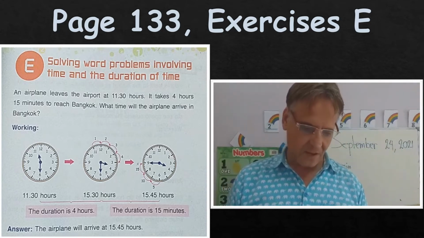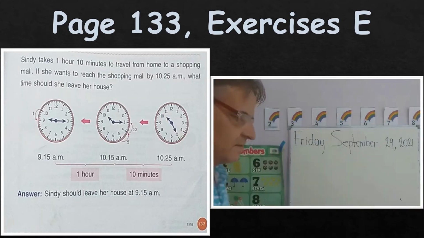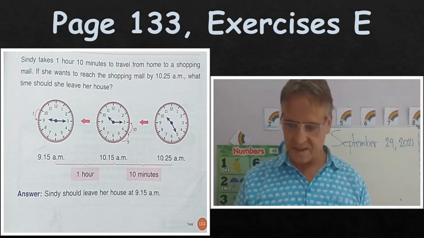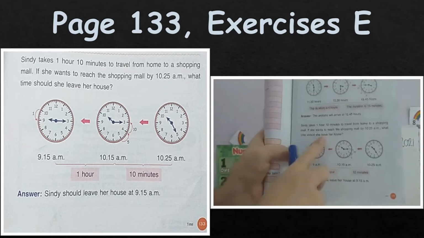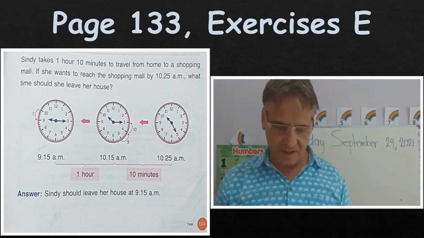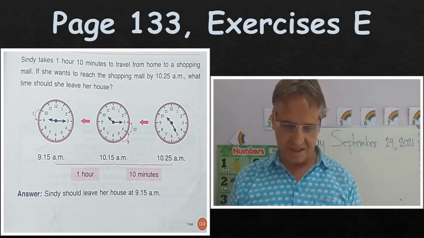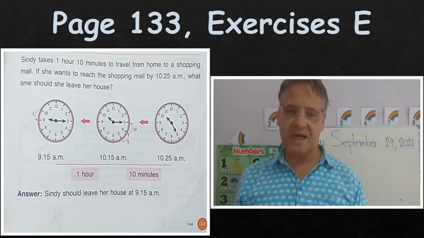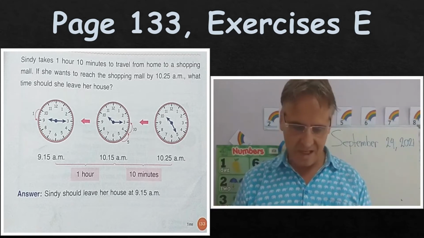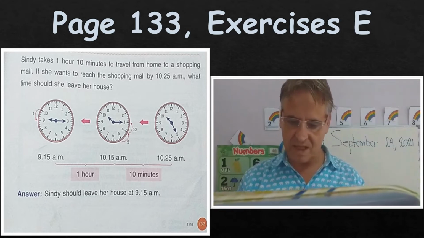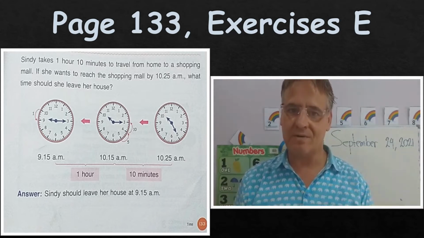The second one about Cindy. Okay, let's look at the second one. You see it here on the screen again. It's the bottom of the page. Now, you can read from your book or from the screen, whatever you like more. Okay, let's read. This time it's about Cindy. It says, Cindy takes 1 hour and 10 minutes to travel from home to a shopping mall. If she wants to reach the shopping mall at 10:25 a.m., what time should she leave her house?